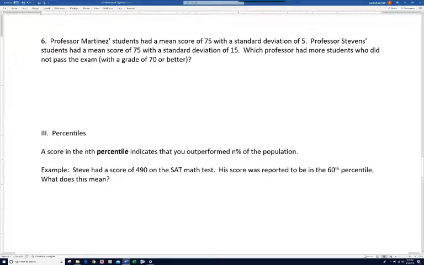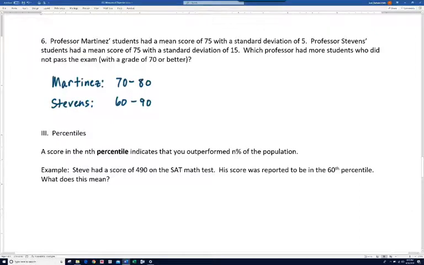It says, Professor Martinez's students had a mean score of 75 with a standard deviation of 5. Well, basically, what that's saying is, on average, we're within 5 of 75, so we could go as low as 70 and as high as 80 on average. Professor Stevens had a mean score of 75 with a standard deviation of 15. So on average, the scores are about 15 from 75. So for Professor Stevens, 15 from 75 would be 60, and 15 added to 75 would be 90. So the scores would range between 60 and 90 on average.